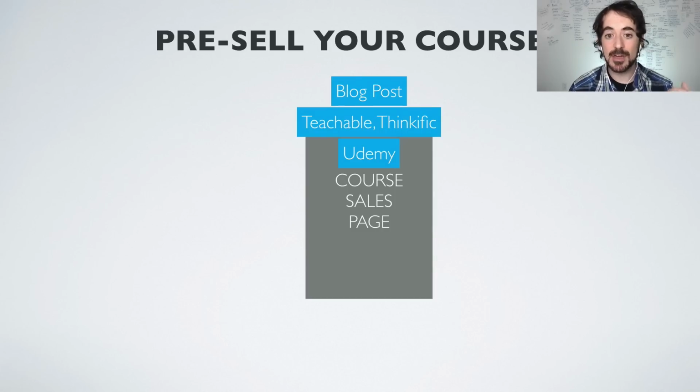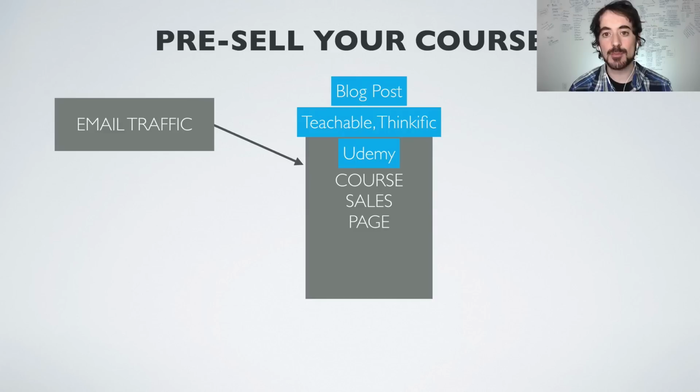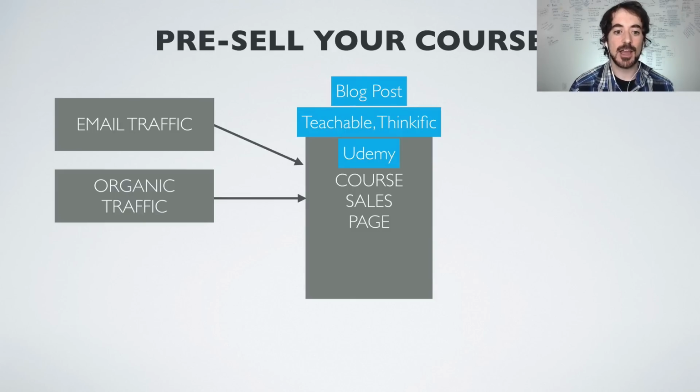So you have an email list. Just announce the course to your email list and say, I'm going to be creating this course. I'm going to launch it in 2 months from now. And I want to see if you guys are interested in pre-buying it. And everybody that buys it is going to get it at a discount. Organic traffic.